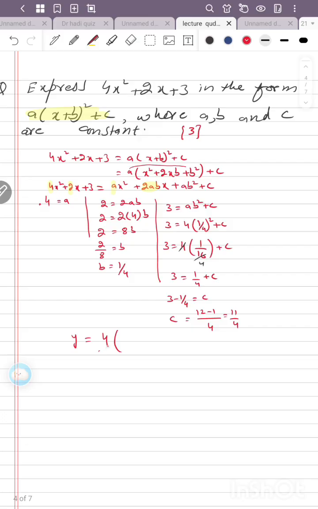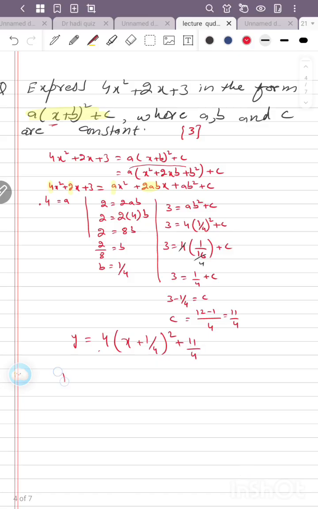Is 4. And now what is the value of x? X is the same as it is, and b value is, we have 1 by 4 square. And what is the value of c? C value is 11 by 4. We got all these answers.